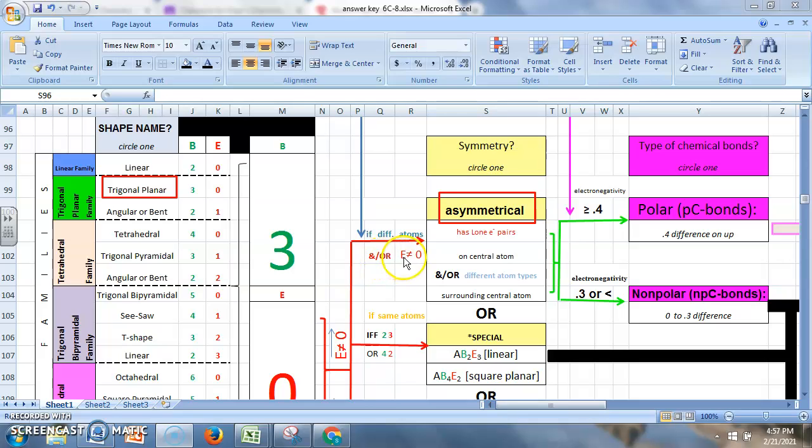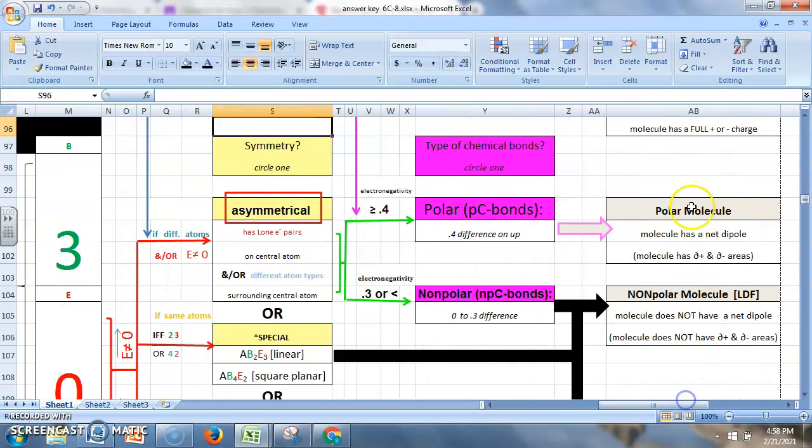Or if you have lone pairs, if your E is not equal to 0, it's asymmetrical. That's 2 ways we can get to asymmetrical. That doesn't mean the molecule, if it's asymmetrical, is automatically a polar molecule. It doesn't mean it's automatically polar. If it's asymmetrical, the way we get to be polar is if it has polar bonds.